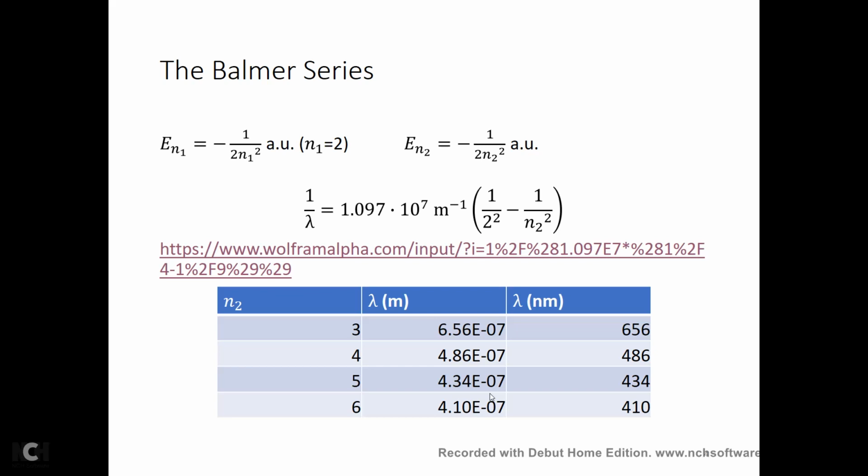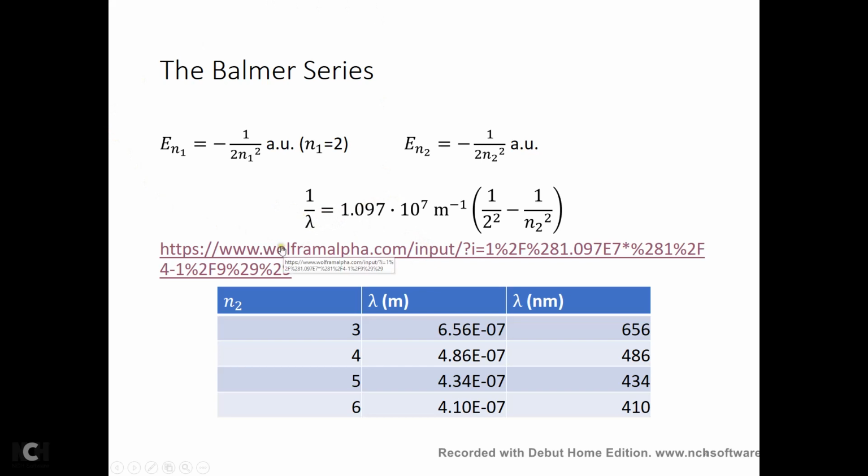So now let's look at the equation. This is the Rydberg equation, and I'm assuming n1 is 2 in the Balmer series. And then we can just plug in numbers 3, 4, 5, 6 into this n2. And then we'll be able to calculate the wave number and, of course, the wavelength. The wavelength is simply the reciprocal of the wave number.